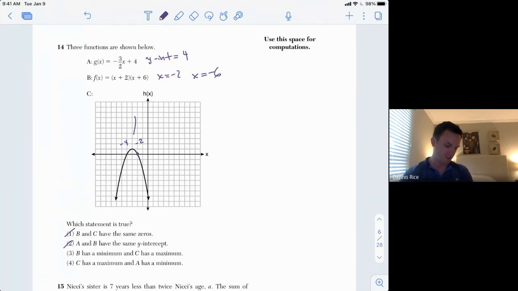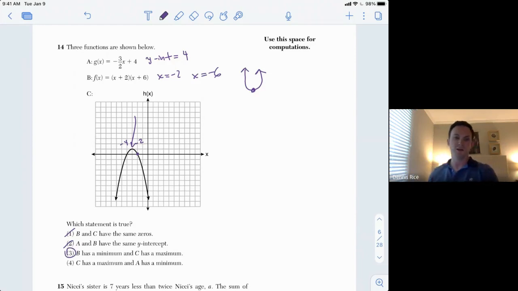It's a sad face. It has a peak, right? And B is a positive quadratic. Without even foiling it, you could tell that. So that's true. B has a minimum. It's got a low point. It looks something like that. And C has a maximum. Not as hard as we thought.